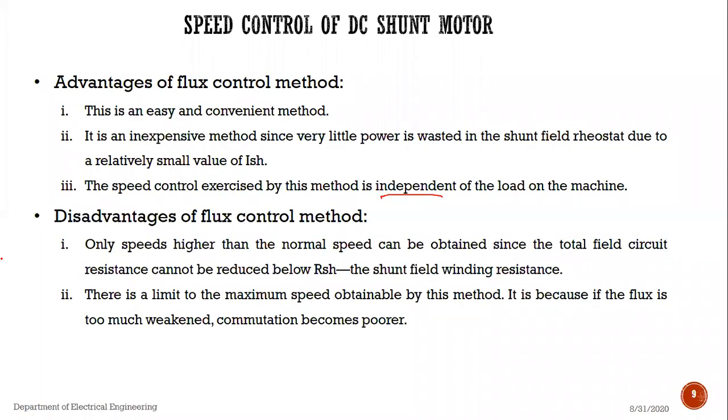Okay, so for today, this is all about the speed control. We'll just revise whatever we have learned in previous lectures. So one by one, just tell me. I will ask you questions. Okay, first question, who will answer? I will just stop sharing.